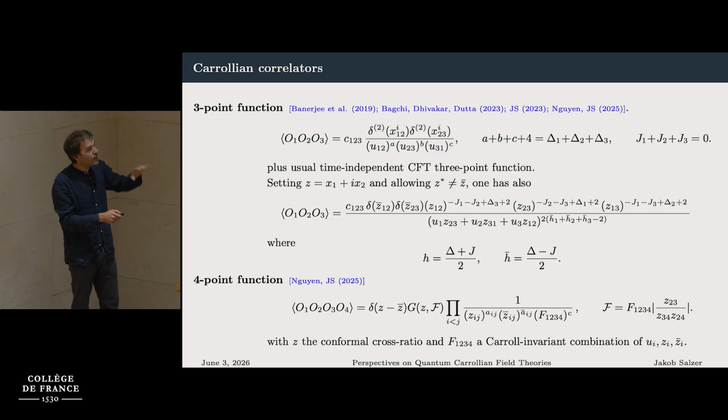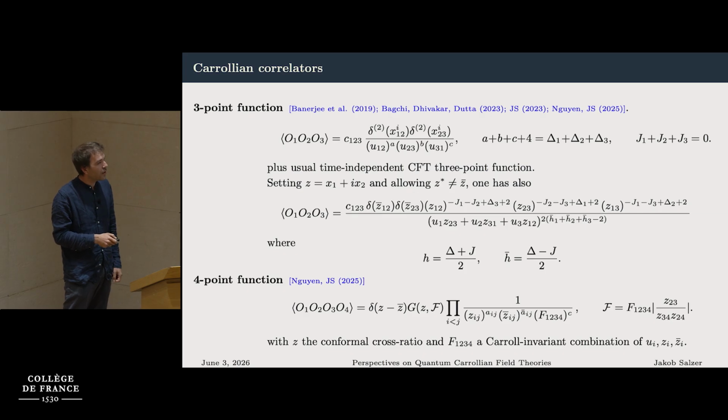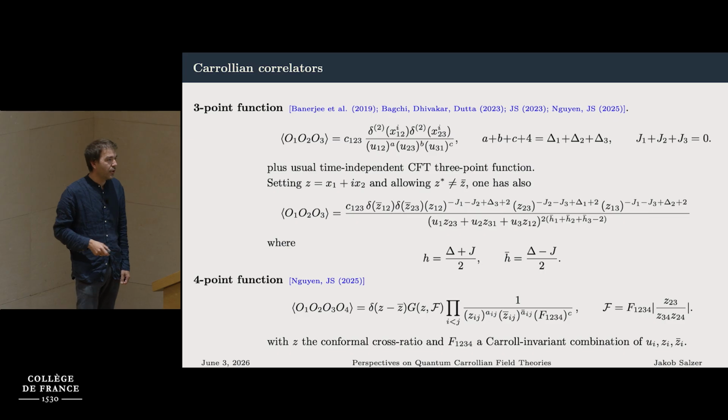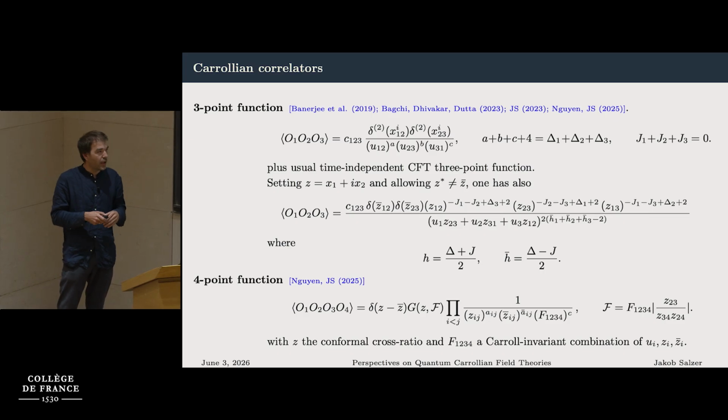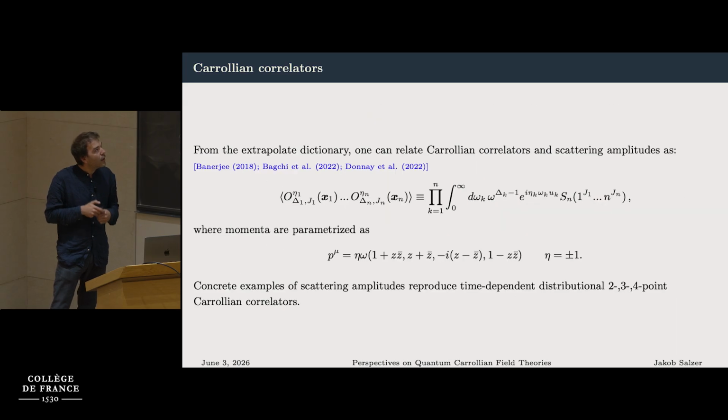And then finally, these are uniquely determined up to some numbers, like we have in the CFT. Then you can look at the 4-point function. I think that this problem has not been completely solved yet, but the most complete solution I know is here, which is, again, something distributional and some kinematic factor times a function of two invariants: a conformal cross ratio and some Carrollian invariant combination of coordinates. So again, very similar to the CFT case, where the 4-point function is defined up to a function of the conformal cross ratios.